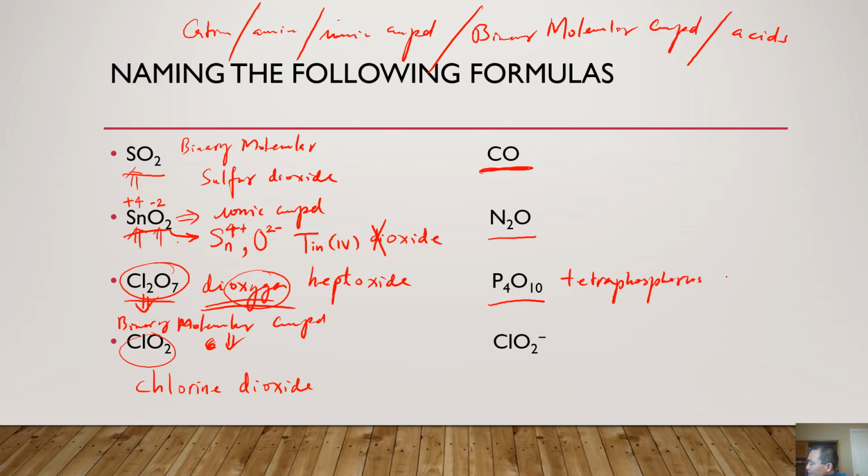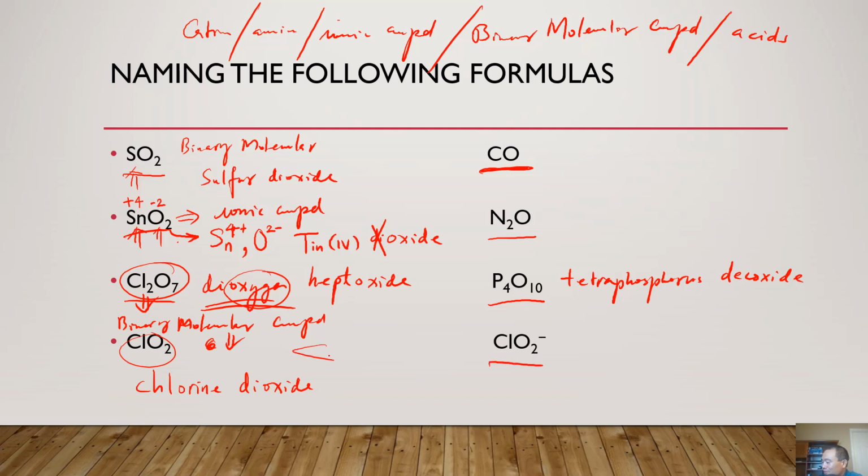Phosphorus decoxide. Not decaoxide, although we still recognize it, we say it's okay, but usually we call that decoxide rather than decaoxide. Okay, look at the last one.